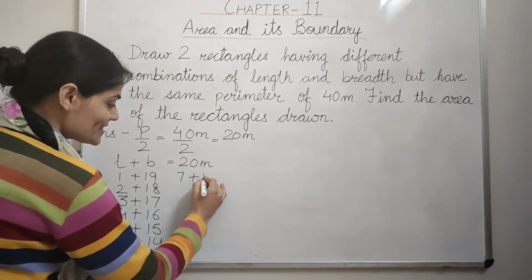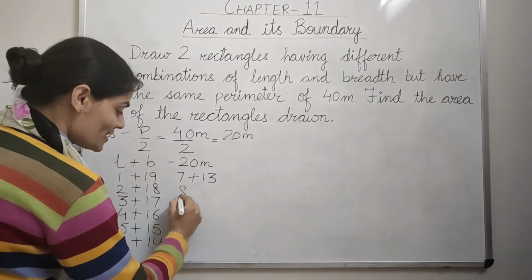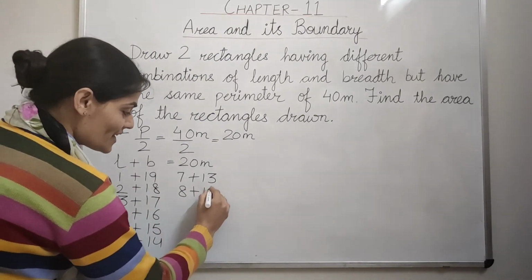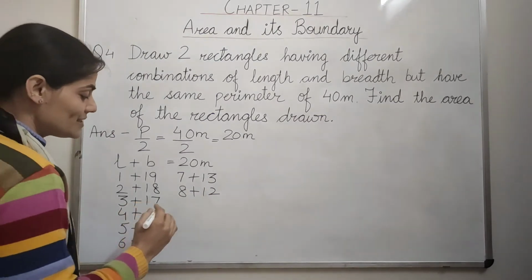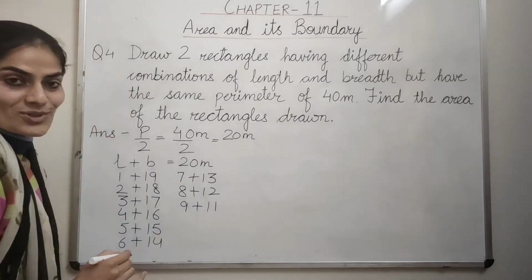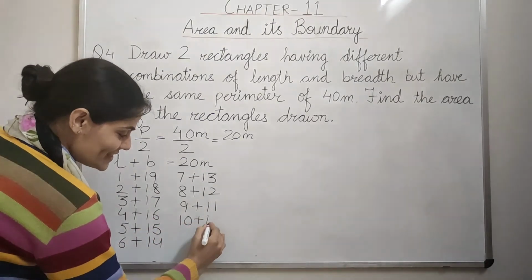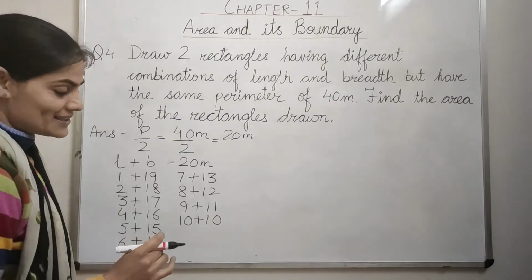7 plus 13 is also equal to 20. Next counting number is 8. 8 plus 12 is equal to 20. 9 plus 11 is equal to 20. Next is 10 plus 10 is equal to 20.